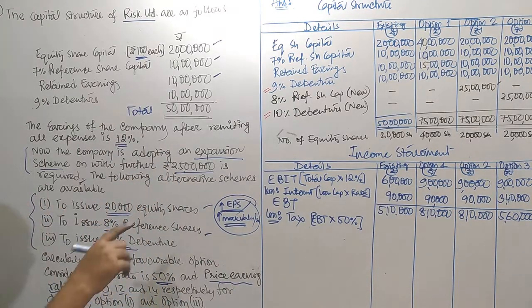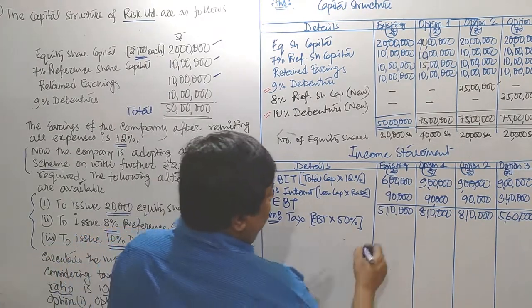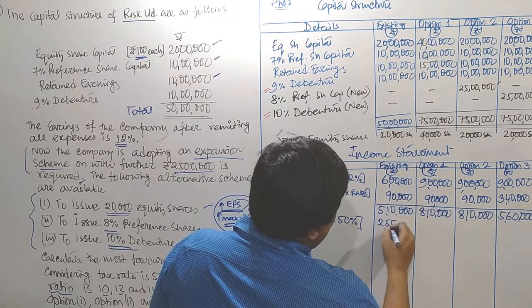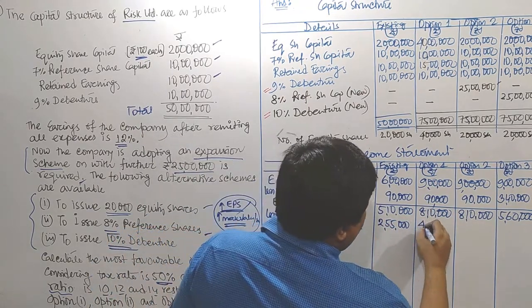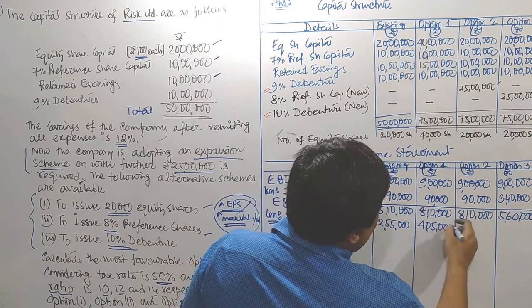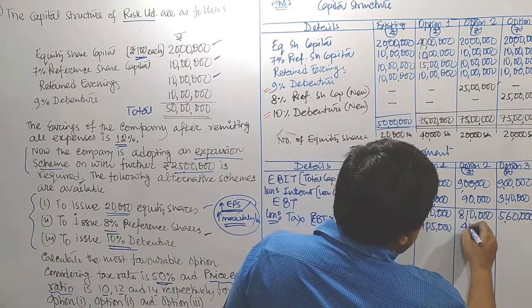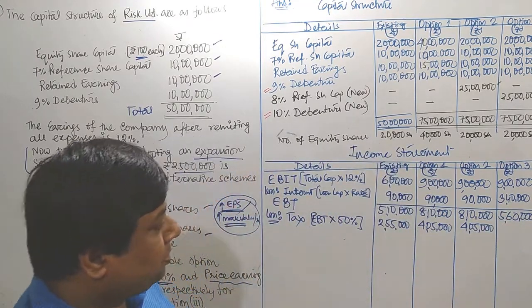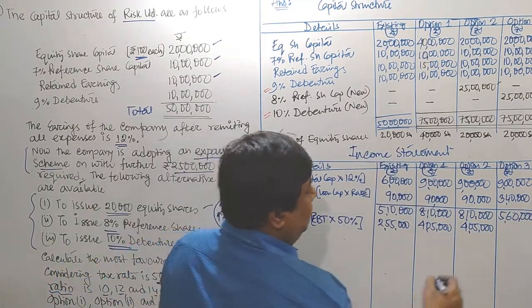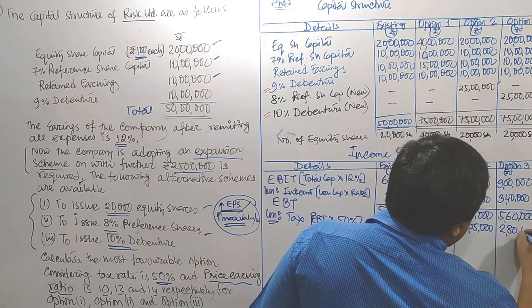Now 5 lakh 10,000 into 50%, it will come 2 lakh 55,000. 8 lakh 10,000 into 50%, it will come 4 lakh 5,000. Then again 8 lakh 10,000 into 50%, it will come 4 lakh 5,000. 5 lakh 60,000 into 50%, it will come 2 lakh 80,000.